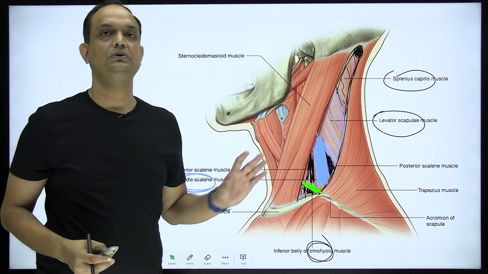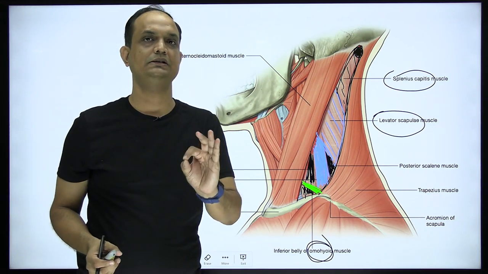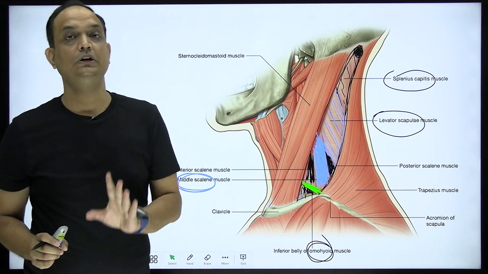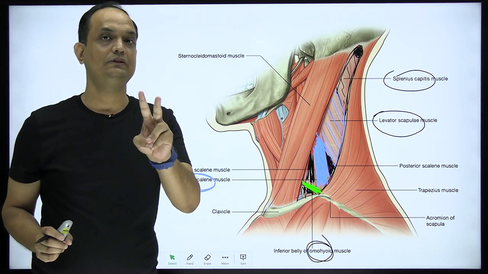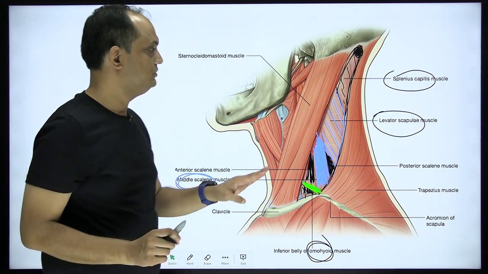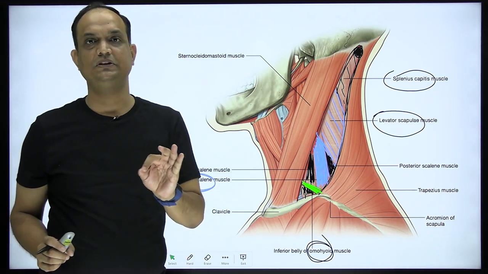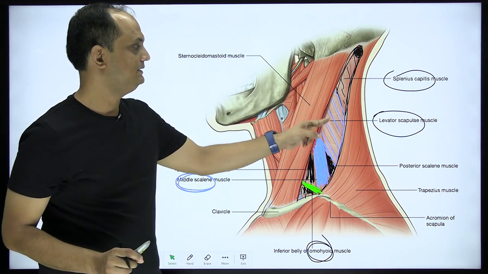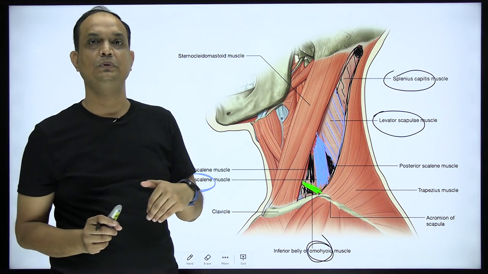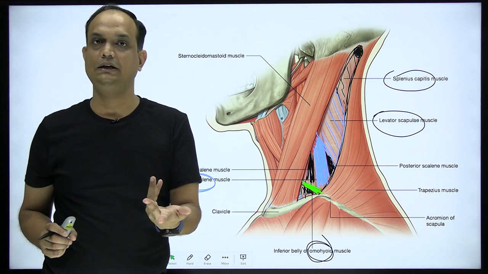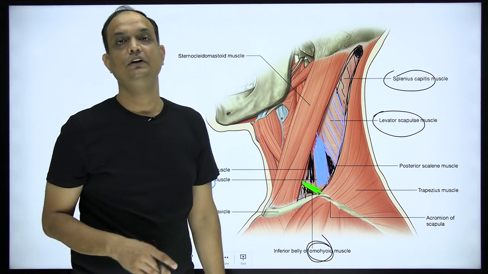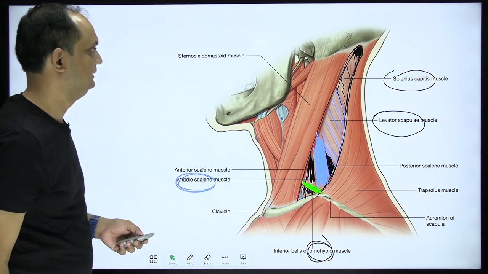So yahan pe jo questions hain wo questions aapko MCQ mein milte hain and these are actually based on the two things, constant findings and occasional findings. So constant findings में तीन नाम आपको हमेशा याद रखने हैं, splenius capitis, levator scapulae and scalenius medius. Medius के पीछे होगी posterior, medius के आगे होगी anterior. Clear? And the lower part is crossed by the inferior belly of omohyoid muscle.